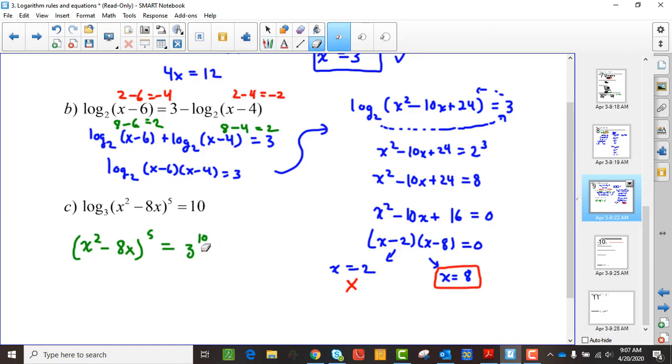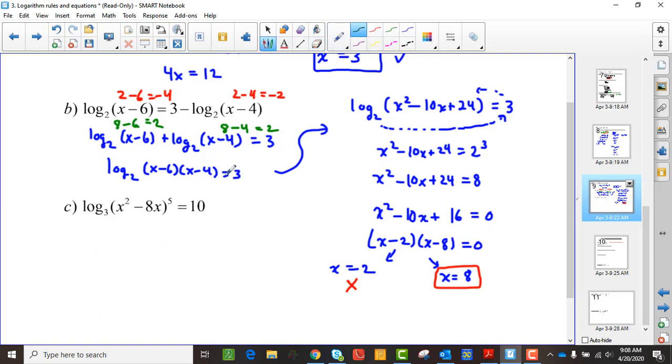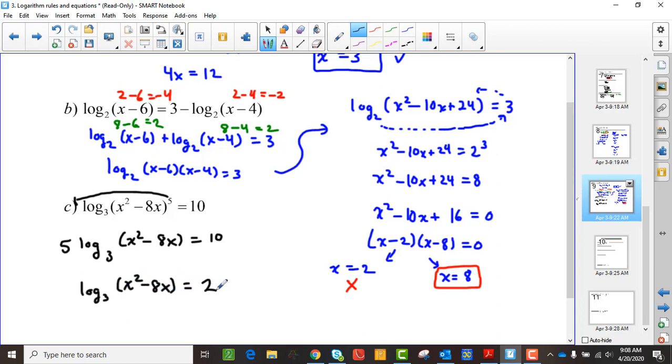So what I'm going to suggest you do instead is we're going to try to make our lives better using the rules for logs. The rules for logs say that I'm allowed to bring that 5 down in front of the logarithm. So I can write it like this. And then I'm going to divide by 5. So that's going to make it log base 3 of x squared minus 8x is equal to 2. Okay, if I divide them both by 5. So this is divided by 5, and so is this.